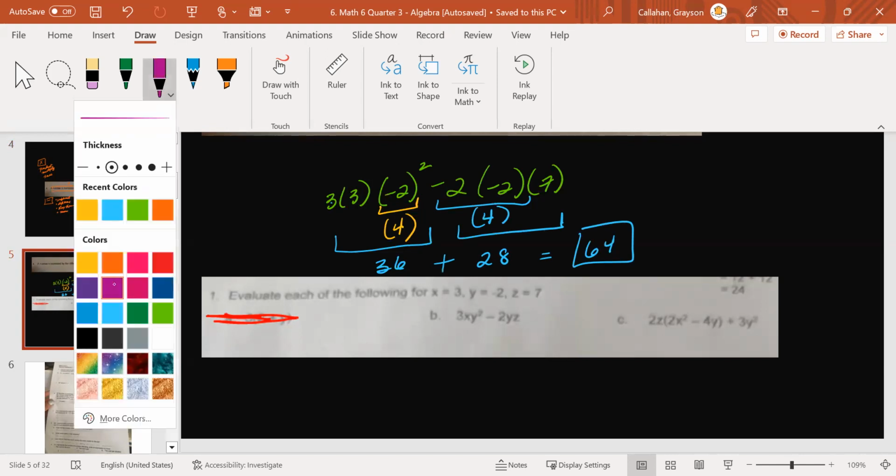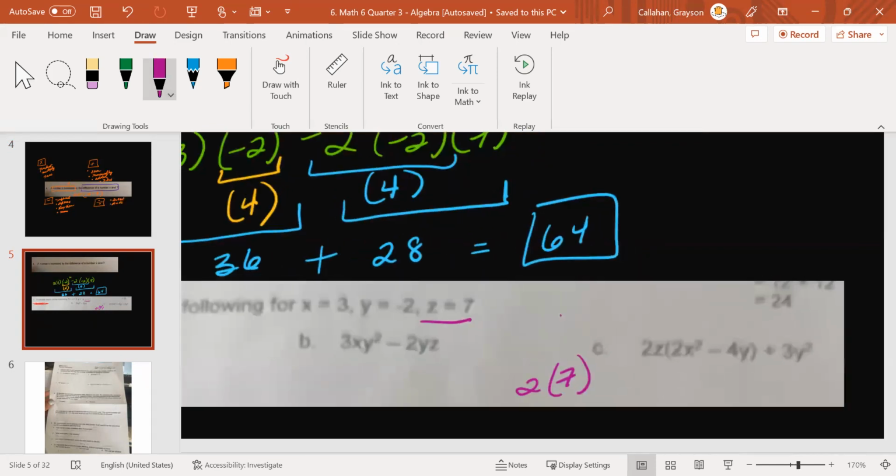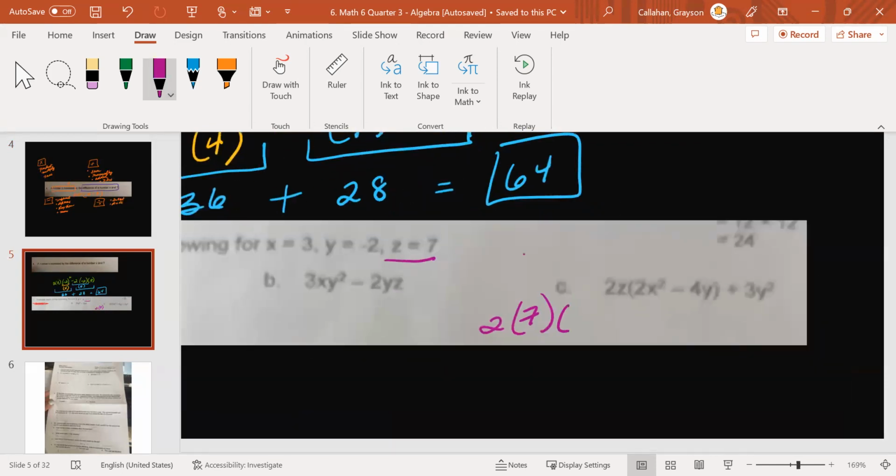Z is equal to 7. No, Z, not 2, Z. Z is equal to 7. Sorry. Okay, next one. Parentheses 2 times 3 squared, minus 4 times -2, plus 3 times -2 squared.